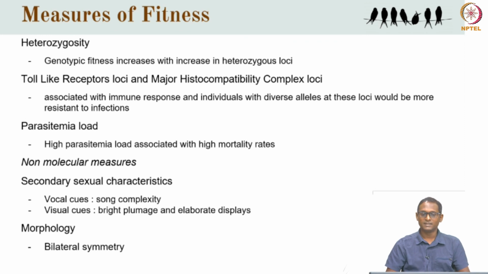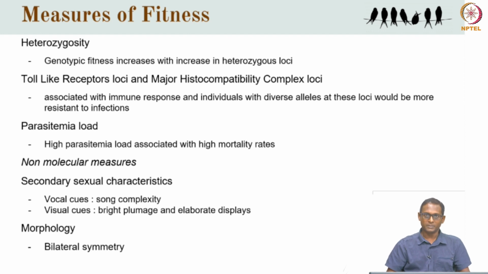You can also use genetic data as a measure of fitness. There are various measures that go there. Heterozygosity, which we discussed with the microsatellite alleles. Genetic fitness increases with an increase in heterozygous loci. There are other loci like the toll-like receptors and MHC, the major histocompatibility complex, which is thought to have some immune response effects. Parasitemia loads, of course, can also reflect fitness.